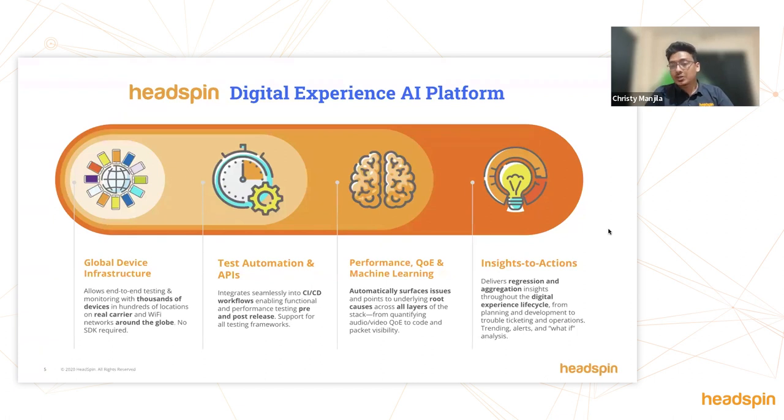And once you run those test cases, the third pillar comes into effect, that is performance, quality of experience, and machine learning. Here, you can run any test case on the number of devices that we have, be it parallel or even manual test cases, and you can get insights and even device level metrics captured, like net CPU usage, memory use, or even battery drain, which can further help you to improve the application which you are working on. And the last pillar would be insights into the actions.